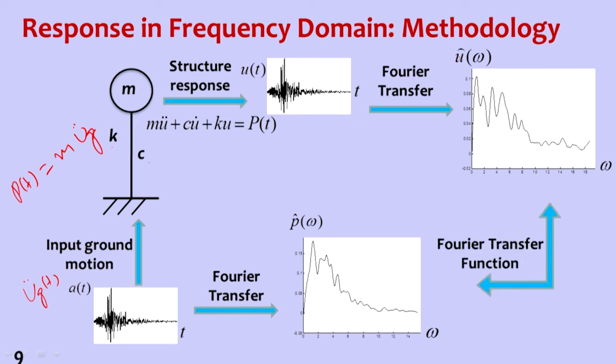Now instead of that, how to get it? So this is the input ground motion in frequency domain. This is the output response in frequency domain. So this is Fourier. How do we get from here to here directly? Instead of taking the input time history and getting the output time history, how to go from frequency domain to frequency domain? That is what we are going to calculate.